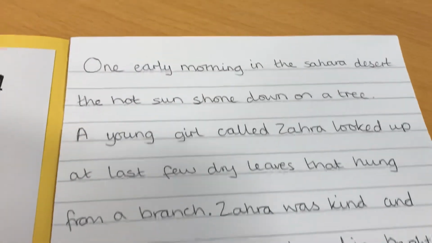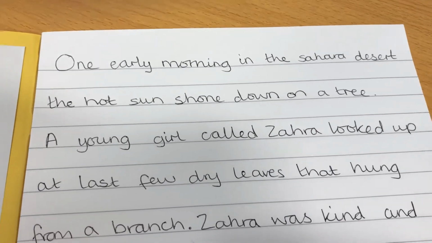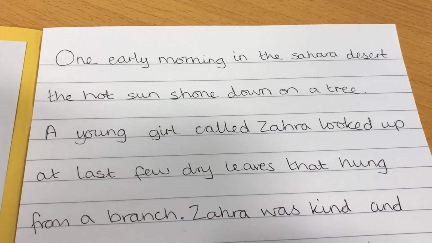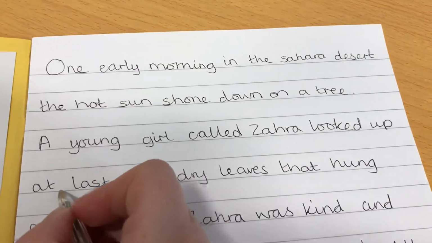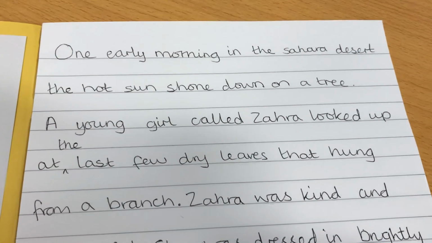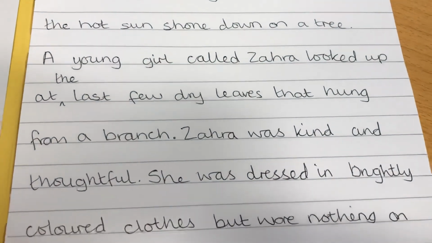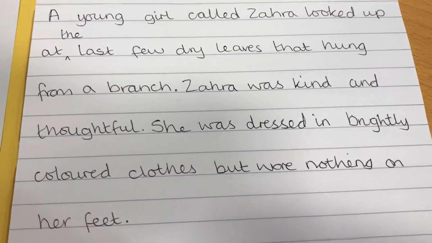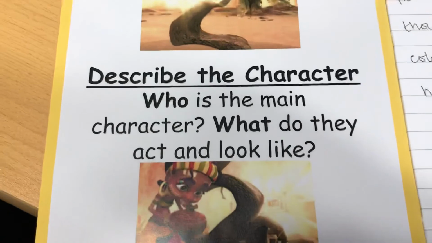Okay, let me check through my work. One early morning in the Sahara Desert, the hot sun shone down on a tree. A young girl called Zara looked up at the last few dry leaves that hung from a branch. Zara was kind and thoughtful. She was dressed in brightly coloured clothes but wore nothing on her feet. So there you go. I've described the setting and I've described the character.